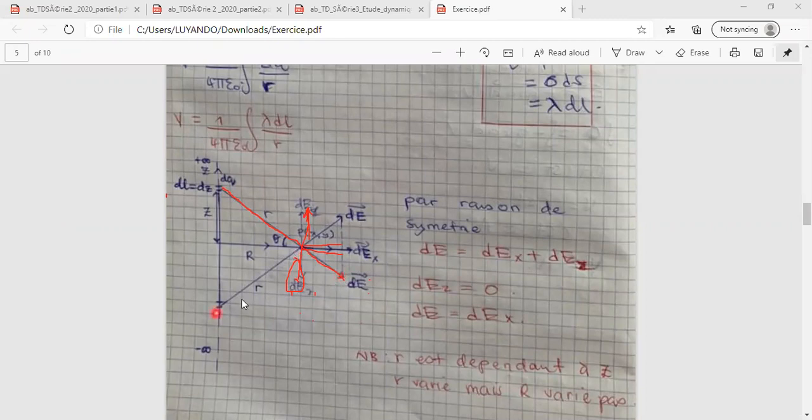Okay, so if this is our DE, our DE is going to be in this direction. And then this is a point charge. For the point charge, the electric field is always outward. So we can have the field from here. We can have it also in the Y direction or the Z direction, and we can also have it in the X direction.